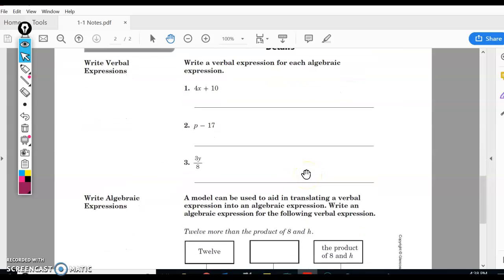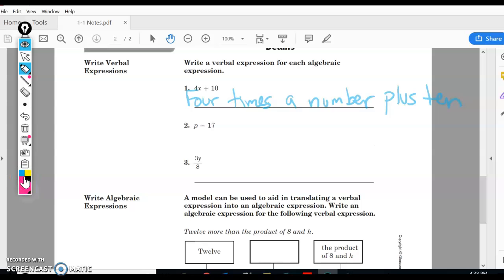Doing a couple examples here. Number 1, write a verbal expression for each algebraic expression. In these types of problems, there are multiple ways to represent these expressions. I'm going to give one answer. 4x plus 10: 4 times a number. A number represents the variable x. I'm going to say plus 10. You could have also said the sum of 4 times a number and 10.